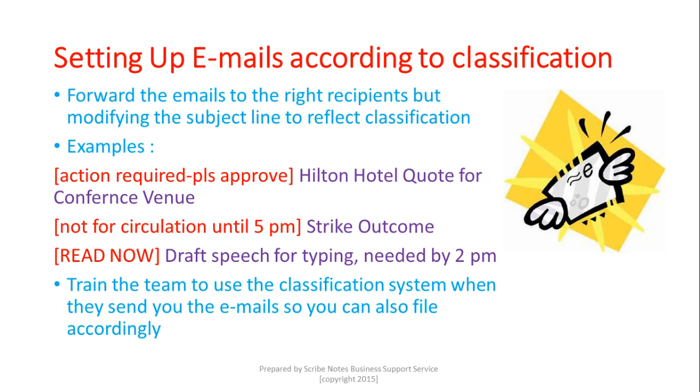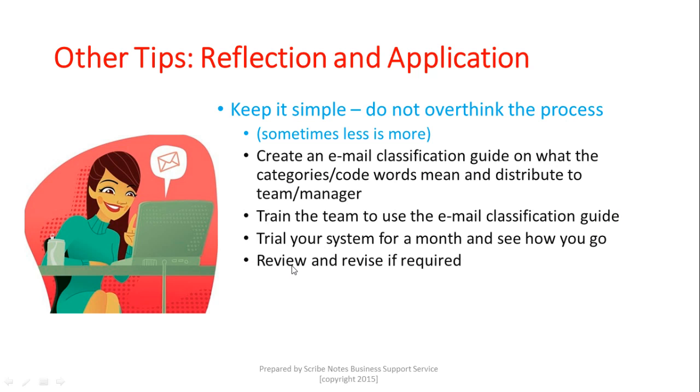So how do you do this? The exciting thing is you can actually train your team to use the classification system when they send you their emails too. So you can also file those emails accordingly. How do you train them? It's just a matter of letting them know what your call to action would be, what types of documents you will be sending out, or simply creating a list of what they should be putting in the subject line if it's for your manager to look at.